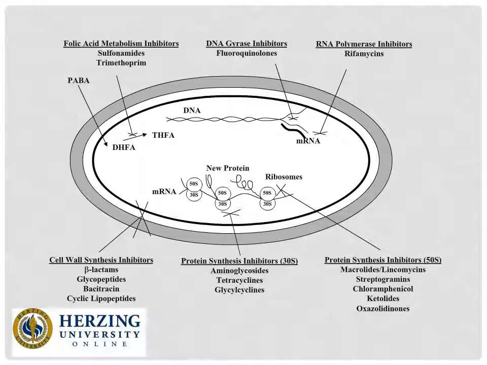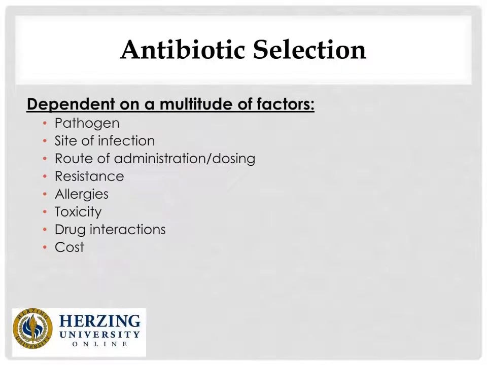Basically, if you look at the mechanism of action of the various antimicrobials, you have the cell wall synthesis inhibitors, which are probably the oldest of the groups of antimicrobials, such as the penicillins. You have those that inhibit protein synthesis, such as the aminoglycosides and the macrolides, and then you have the RNA polymerase inhibitors, such as the rifamycins. The quinolones inhibit DNA gyrase and DNA topoisomerase, and sulfonamides and trimethoprim inhibit folic acid metabolism.